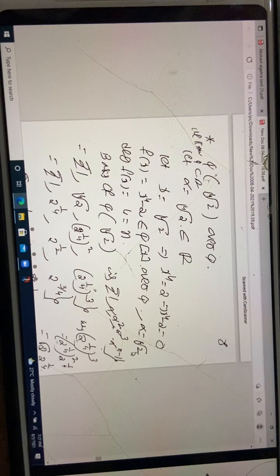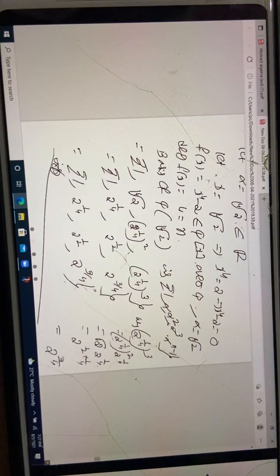So what is alpha equal to this? What is the degree? It is 4. The basis is 1, alpha, alpha square, alpha cube, up to n minus 1. N is 4, 4 minus 1 is 3, so you need to take up to cube. So 2 power 1 by 4, 2 power 1 by 4 square, 2 power 1 by 4 cube. That is 2 power 1 by 4, 2 power 1 by 2, 2 power 3 by 4. This is the basis.